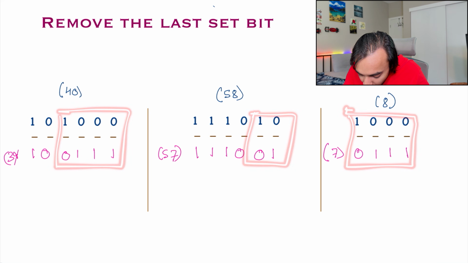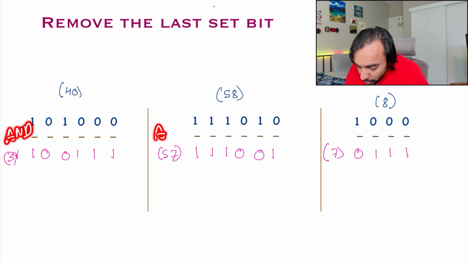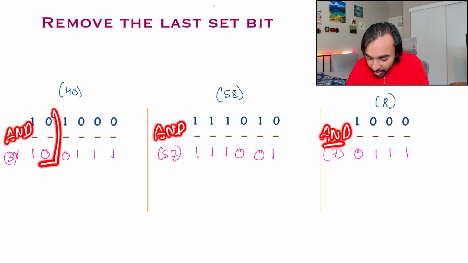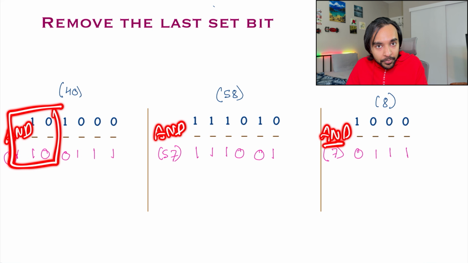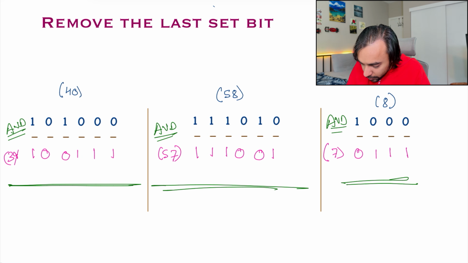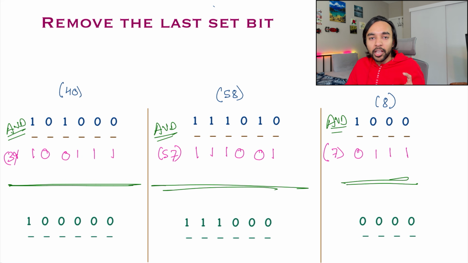So, if I perform an AND operation on all of them, what should happen? All of the numbers up till the first set bit, they should remain the same, correct? So, when I am doing an AND operation, is this the result that I'm gonna get?